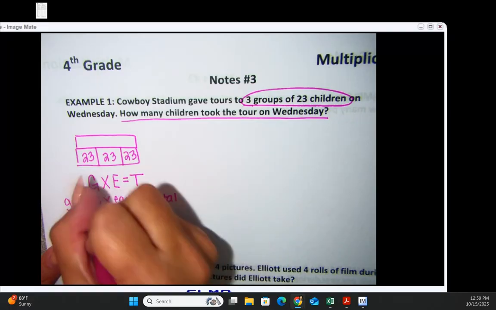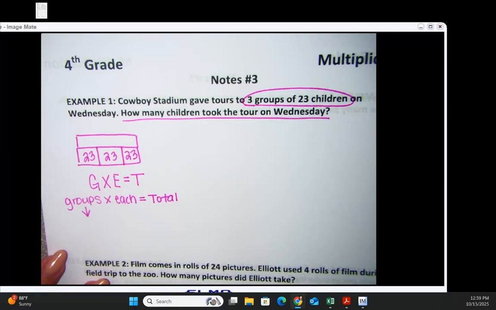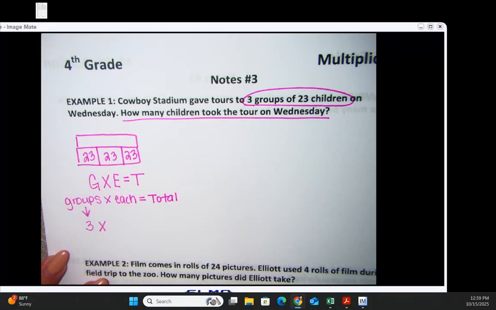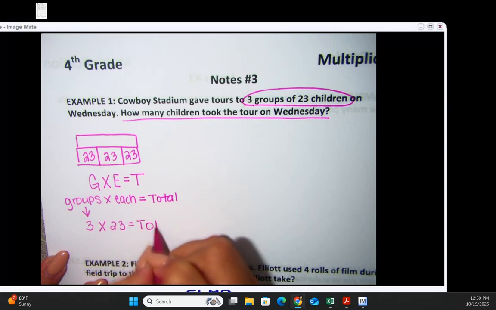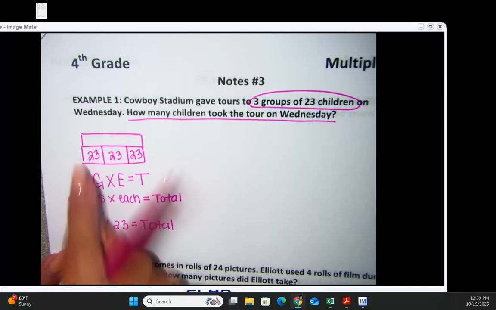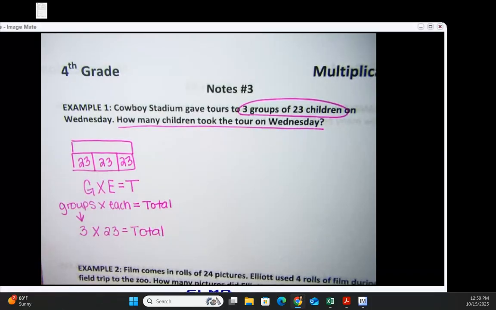So let's break this down. How many groups are we representing here? 3 groups. 23 each. Well, the total is what I have to solve. Now, I know that we could do repeated addition, right? Because these numbers are pretty small. But on your STAAR test, you're not going to have small numbers like this. You're going to have bigger numbers. So we need to learn how to multiply it.